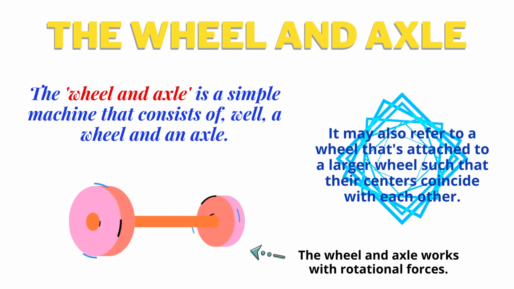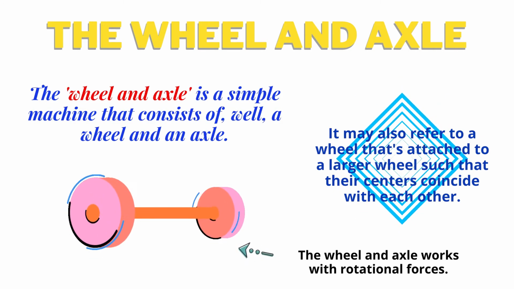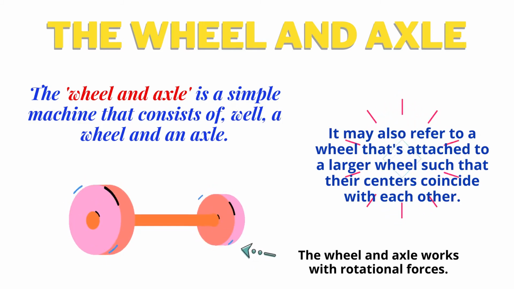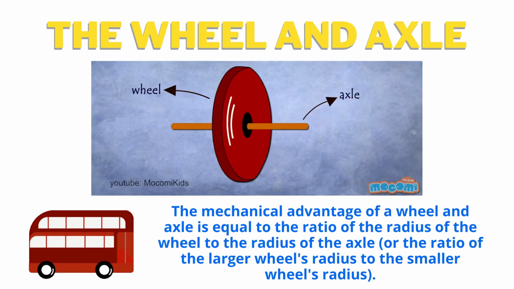The wheel and axle. The wheel and axle is a simple machine that consists of, well, a wheel and an axle. It may also refer to a wheel that's attached to a larger wheel such that their centers coincide with each other. The wheel and axle works with rotational forces.